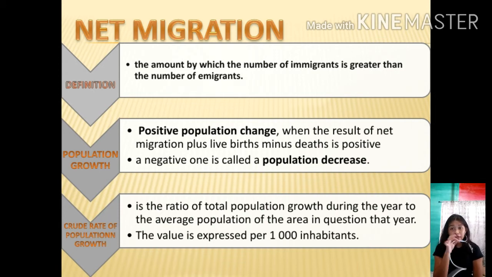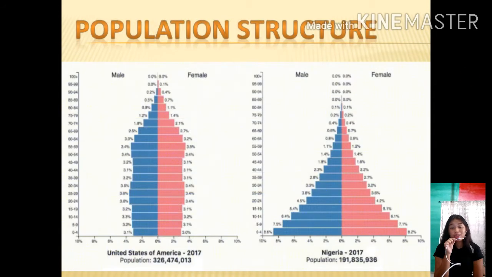Next is the crude rate of population growth. It is the ratio of total population growth during the year to the average population of the area in question that year. The value is expressed per 1,000 inhabitants.